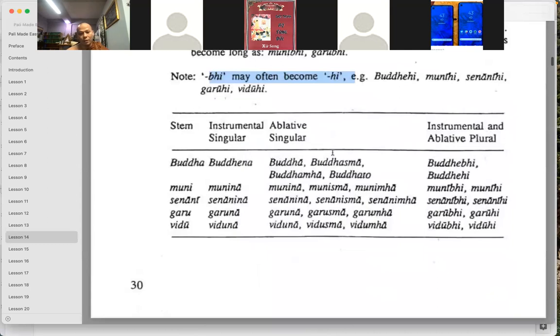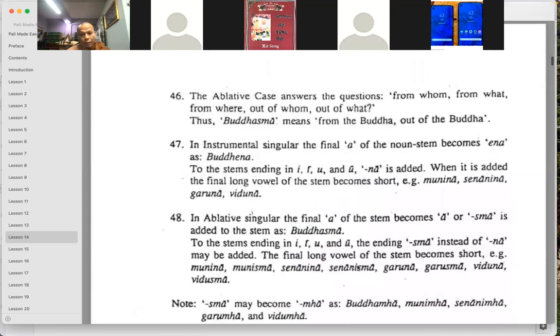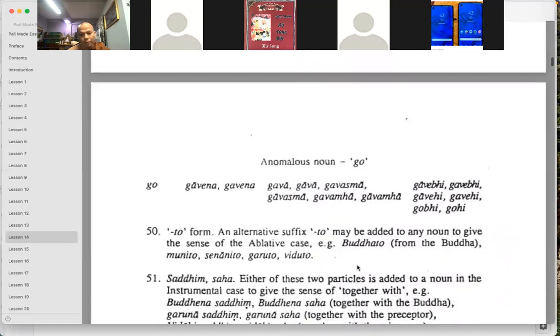And then here, all of the examples are: Buddhena, Buddhasama, Buddhama, and then the other one, Buddhato. Okay, that one I will explain later. So the to form is temporarily omitted. So Buddhasama, Buddhama, Buddha, Buddhehi, Buddhebhi, munisama, munima, munina, munibhi, munihi. And senanina, senanisama, senanima, senanibhi, senanihi, garuna, garusama, garuma, garubhi, garuhi. And viduna, vidusama, viduma, vidubhi, viduhi in this way. For the to form, see the next paragraph.